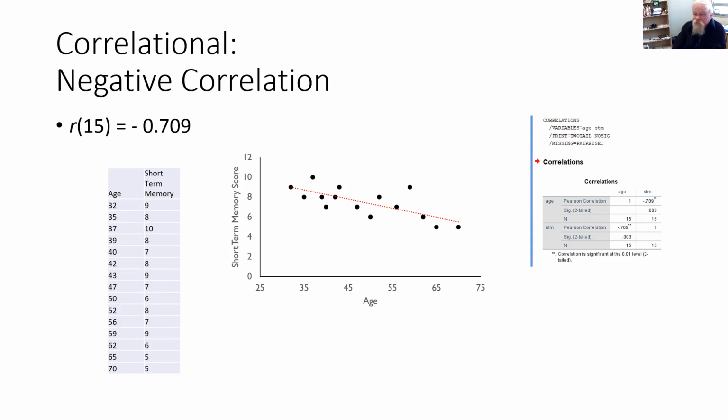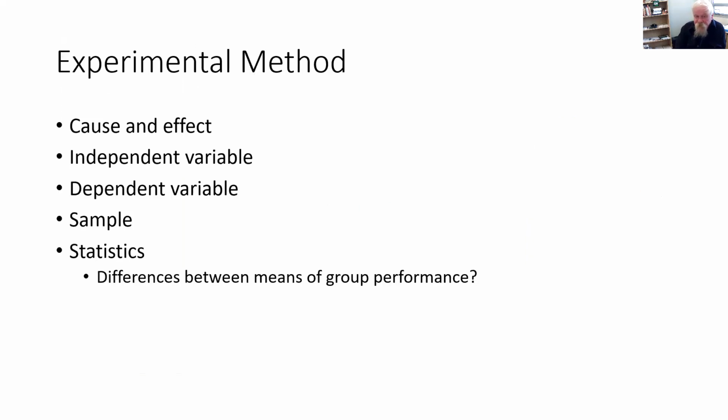So the R, the correlation coefficient, is negative 0.709. If you rounded that to 2 decimal places, it would be negative 0.71. And that would be the correlation coefficient that we would report in our journal article, looking at age and its relationship to short-term memory.